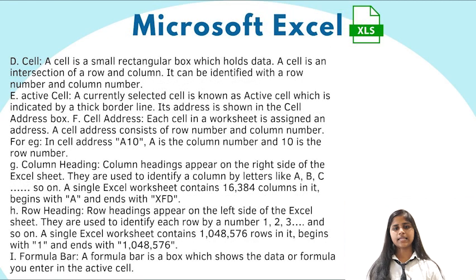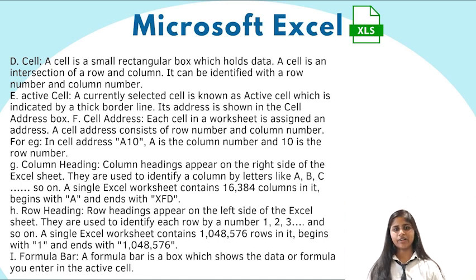Coming to the next, cell. A cell is a small rectangular box which holds data. A cell is an intersection of a row and column. It can be identified with a row number and column number. Now coming to the next one, that is active cell. A currently selected cell is known as active cell, which is indicated by a thick border line. Its address is shown in the address box.